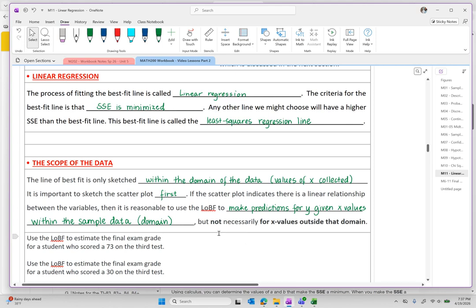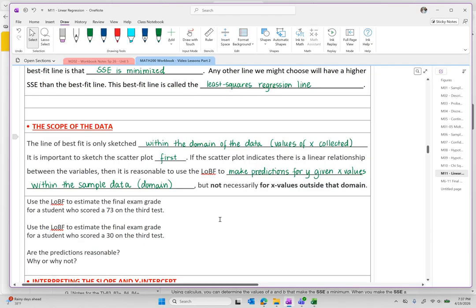The line of best fit is only sketched within the domain of the data. Remember that it starts at the minimum x value and ends at the maximum x value for the corresponding estimated y values as y hats. It is important to sketch the scatter plot first.